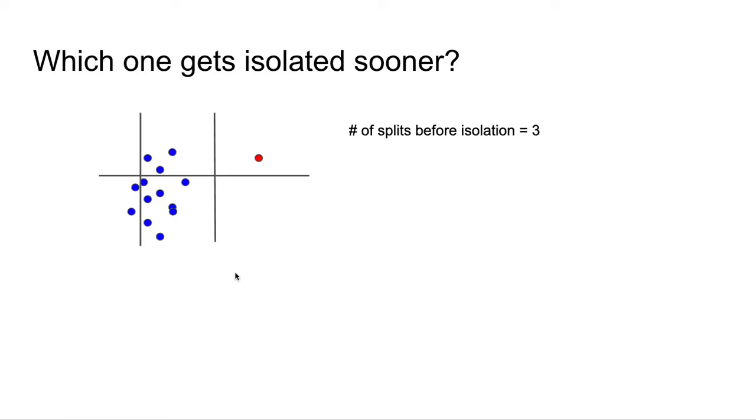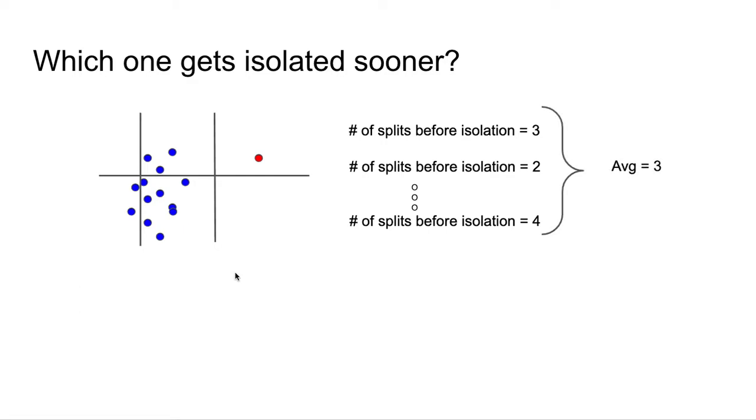If you start this process from scratch, and this time because you are doing again a random split on a random order of features, you may be lucky and you're gonna maybe isolate the point in 2 splits. And if you keep doing this, probably on average you're gonna get a number around 3. So on average it may take 3 splits to isolate this red point.